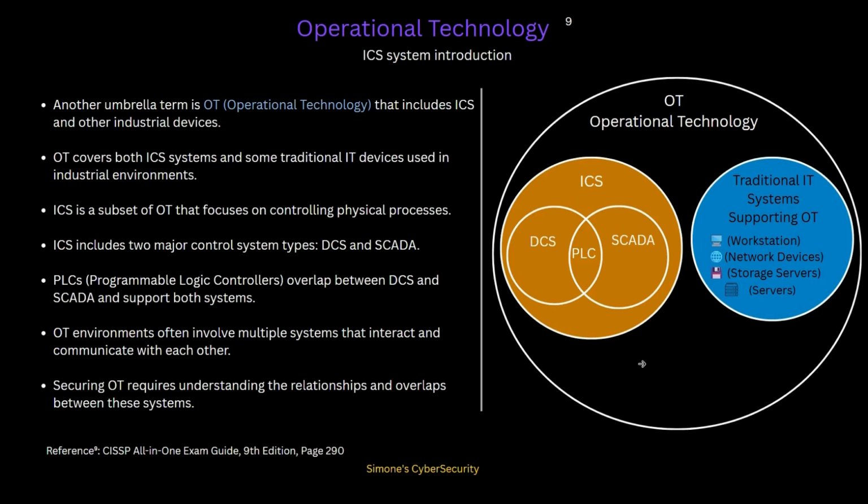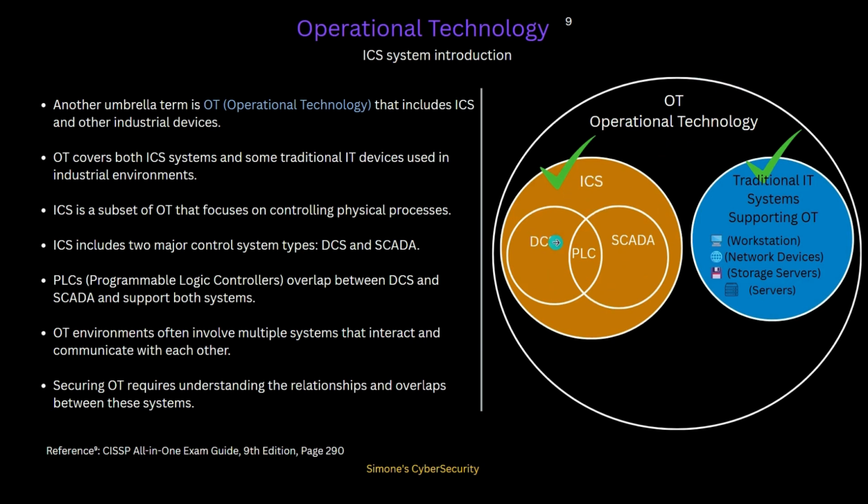So another important umbrella term you will often hear is operational technology or OT. And OT includes not only industrial control systems, but also some traditional IT systems that are needed to make sure that the ICS devices can communicate with each other. So if you look at this figure, you will see the relationship more closely. Operational technology is the bigger environment, and inside it, we have ICS as a subset of OT.